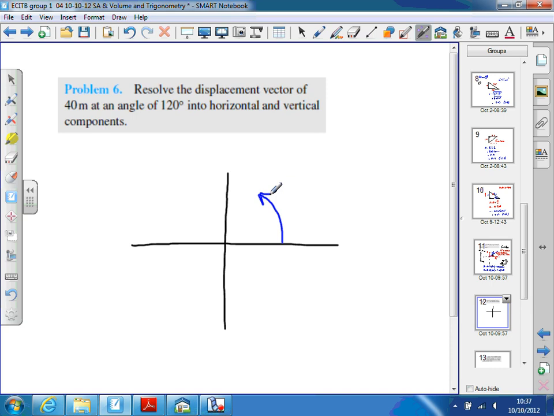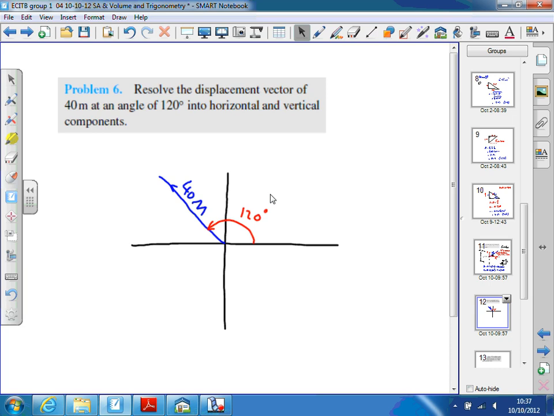Now I want to draw this thing out. Resolve the displacement vector of 40 meters at an angle of 120 into its horizontal and vertical components. So this time I go around 120 degrees. 90, 120 is around about here somewhere. So that length is 40 meters, and this angle is 120 degrees, again following the convention.